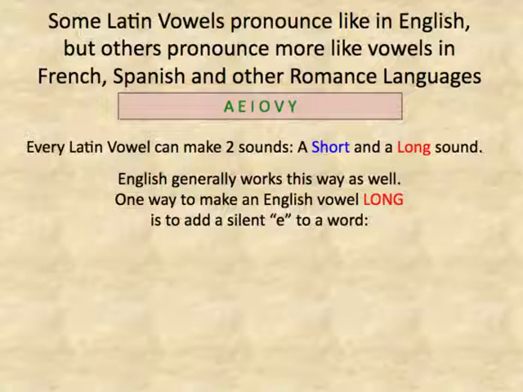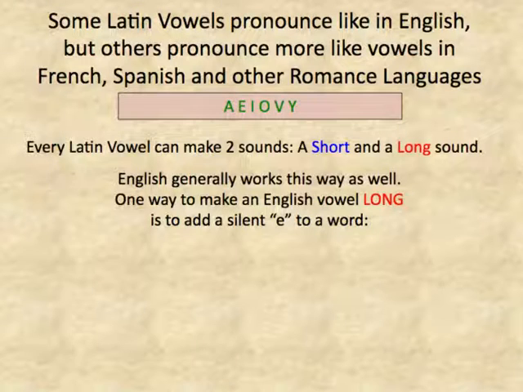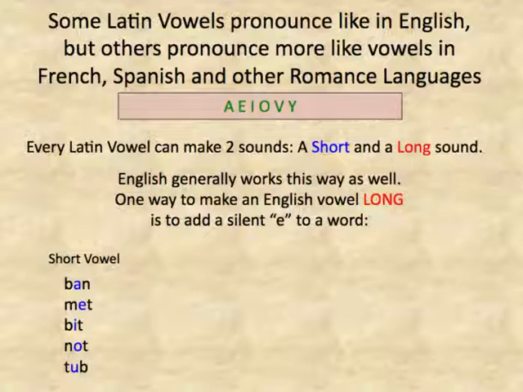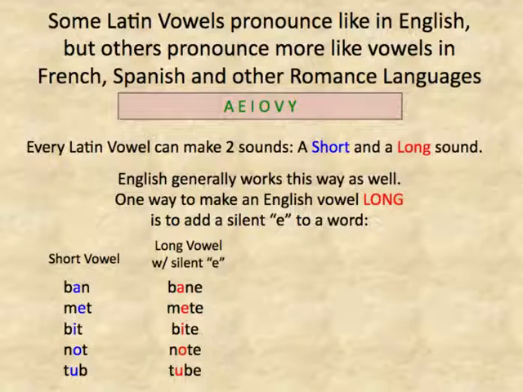Now, English does this as well, where our vowels can be short or long. And one way English can handle a long vowel is to put a silent E at the end of the word. So, for example, here are some words that do not have a silent E, so all the vowel sounds are short: ban, met, bit, not, tub. Now, if I were to add a silent E to the end of each of these words, the E would say, hey, you remember that vowel you just saw? Make it long instead of short. So adding that silent E, ban would become bane, met, meet, bit, bite, not, note, tub, tube. So that's what the silent E does in English.